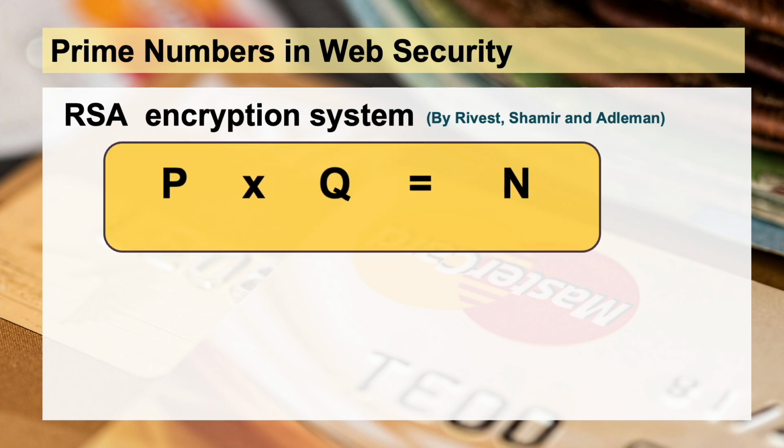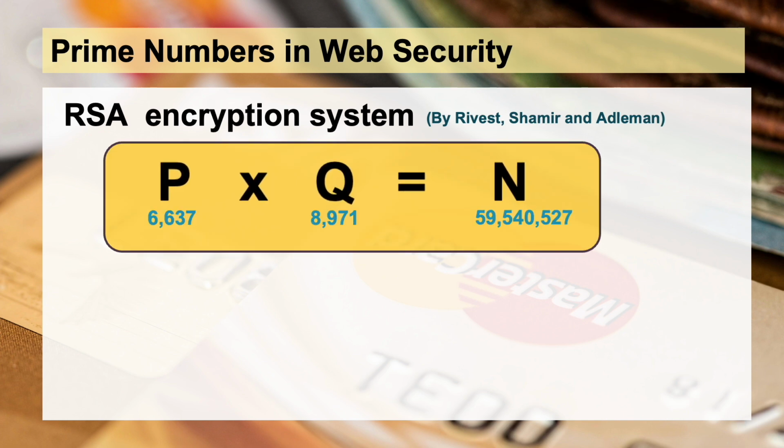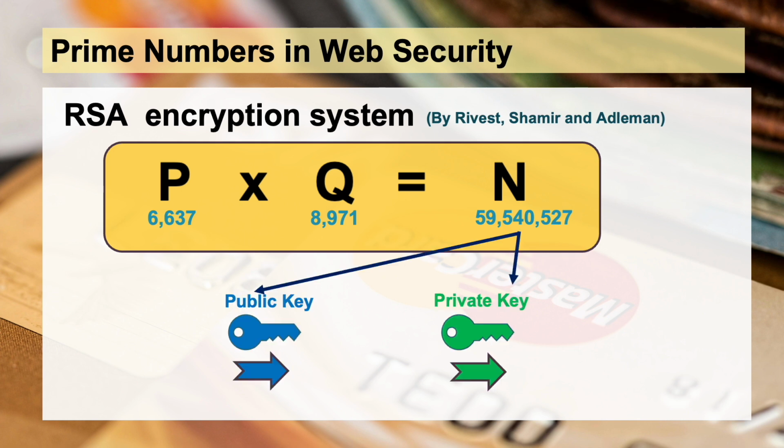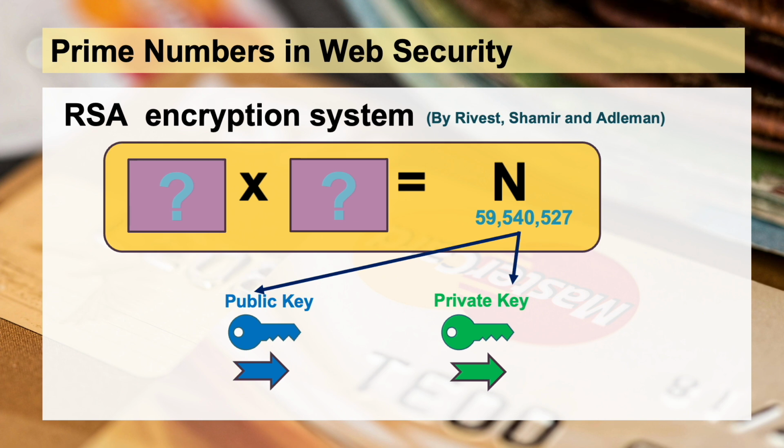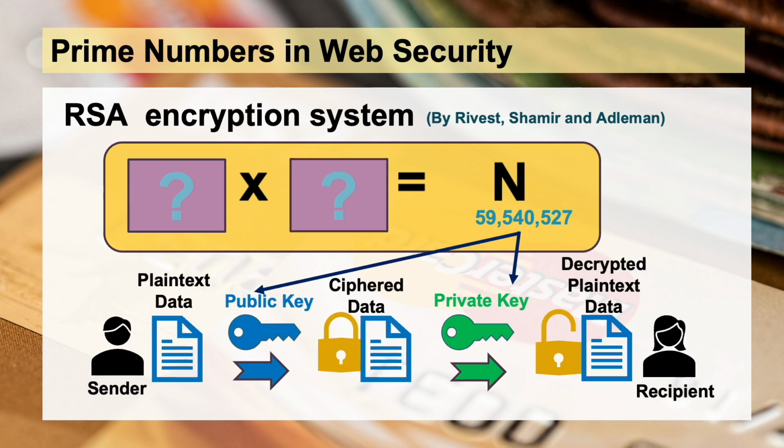How it works is to choose two large prime numbers, P and Q. P times Q, we get the modulus n, which is used as part of the public and private keys. The formula is simple, but finding prime factorization is really hard, especially when primes are very large. Only the sender and recipient with keys can encrypt and decrypt the message.